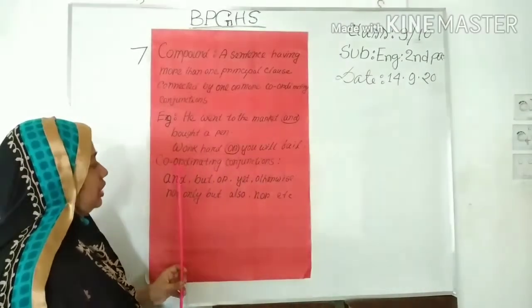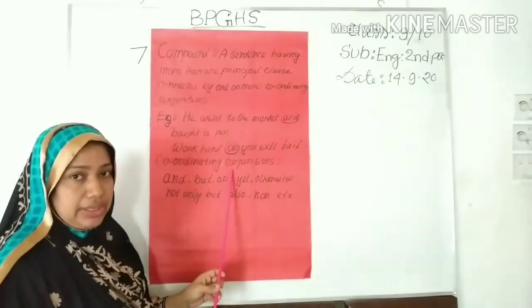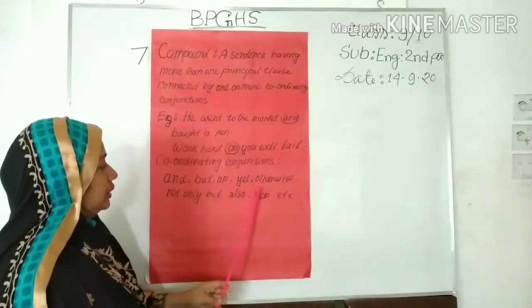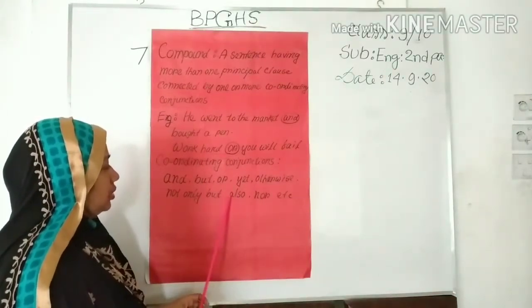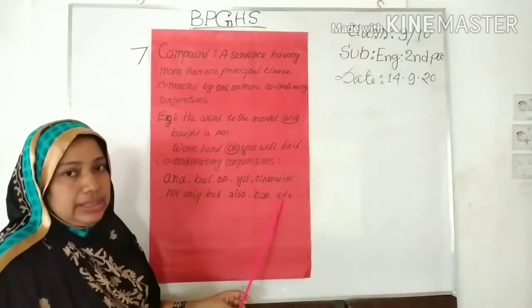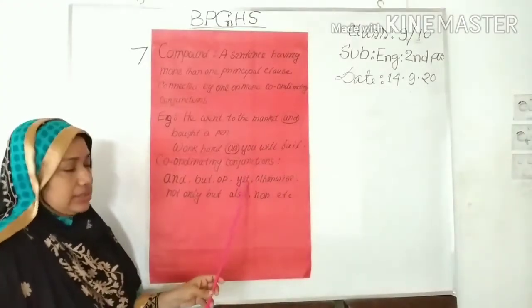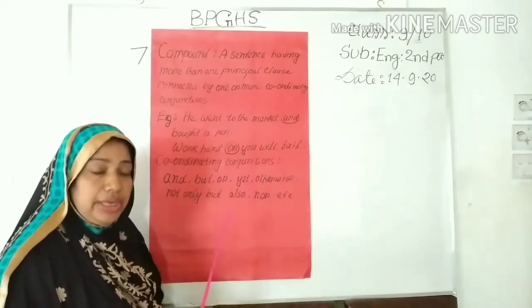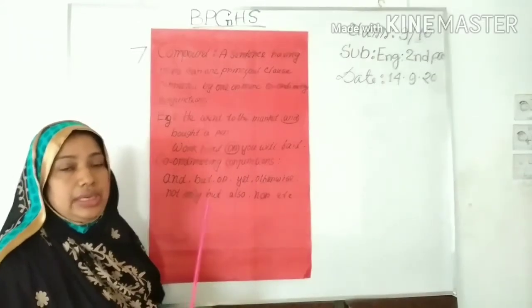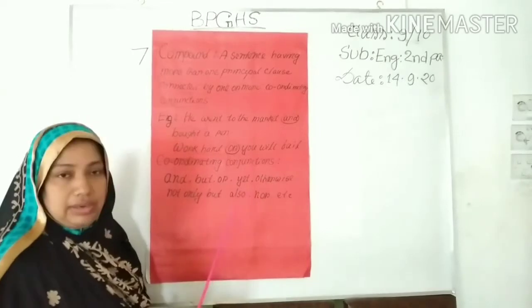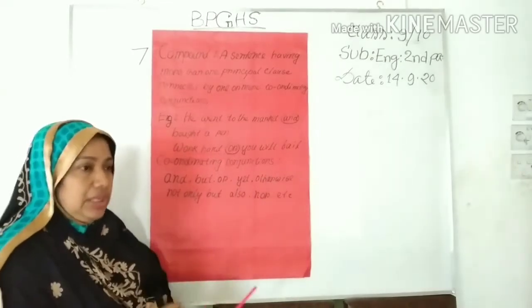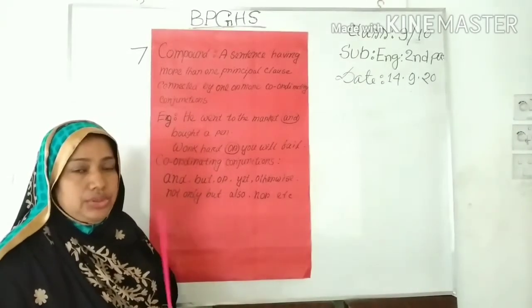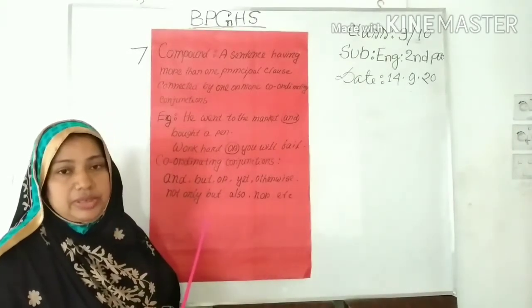Now, which are used as coordinating conjunctions? And, but, or, yet, otherwise, not only, but also, nor, etc. These conjunctions are used as coordinating conjunctions, and when you form a compound sentence, you have to use these conjunctions. Okay, these were the definitions. I think it is clear to you what is a simple, complex and compound sentence.